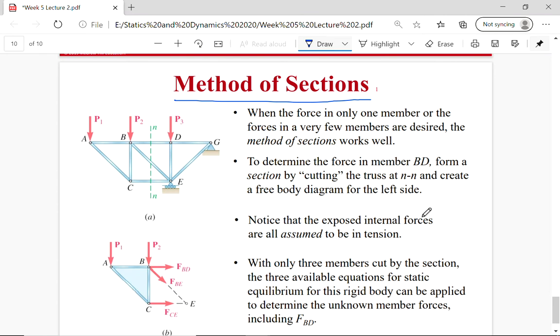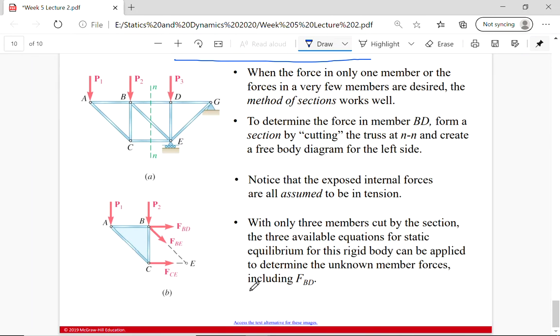Notice that all the exposed internal forces are assumed to be in tension here, so pulling away from their joint: FBE, FBD, and FCE. With only 3 members cut by this section, so I cut BD, then I had to cut BE and CE. I can't just stop cutting halfway through, otherwise this method won't work. I have 3 unknowns, and I can solve for them using my 3 equations in 2D: sum of Fx equals 0, sum of Fy equals 0, and sum of moments at some point equals 0.